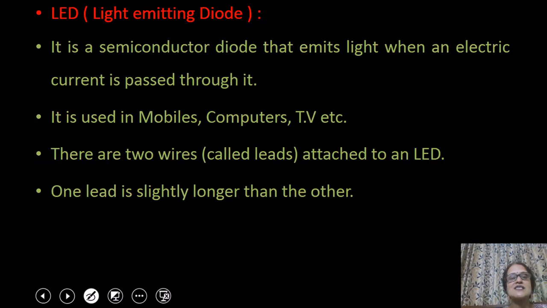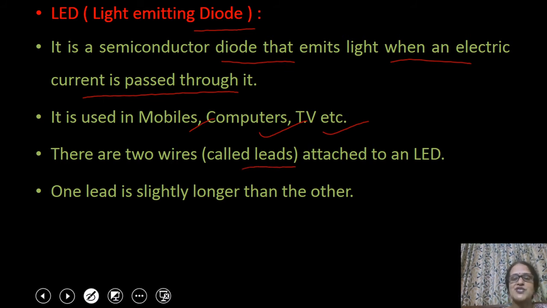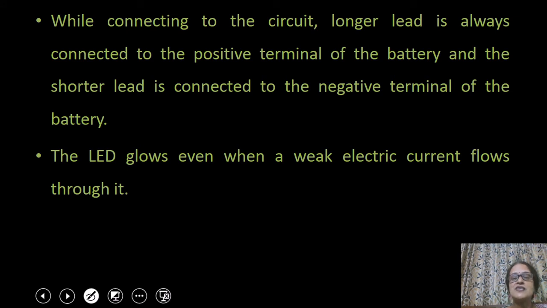So now we will discuss LED. What is LED? LED is a light emitting diode. It is a semiconductor diode that emits light when an electric current is passed through it. Where is it used? It is used in mobiles, computers, TV, etc. There are two wires, called leads, attached to an LED. One lead is slightly longer than the other. While connecting to the circuit, the longer lead is always connected to the positive terminal of the battery. Students, you have to keep this point in your mind. Then the shorter lead is connected to the negative terminal of the battery.